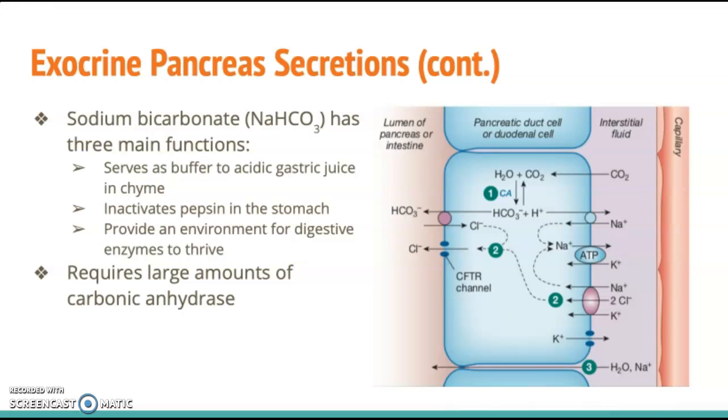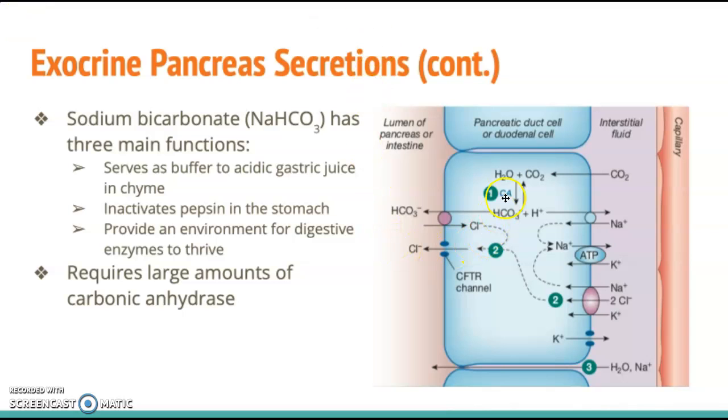All right, next, the exocrine pancreas also secretes sodium bicarbonate, and this has three major functions. The first one is it serves as a buffer to acidic gastric juice and chyme. It inactivates pepsin in the stomach, and it also provides an environment for digestive enzymes to thrive because they operate in an optimal pH range, and this makes sure that the pH doesn't get too low.